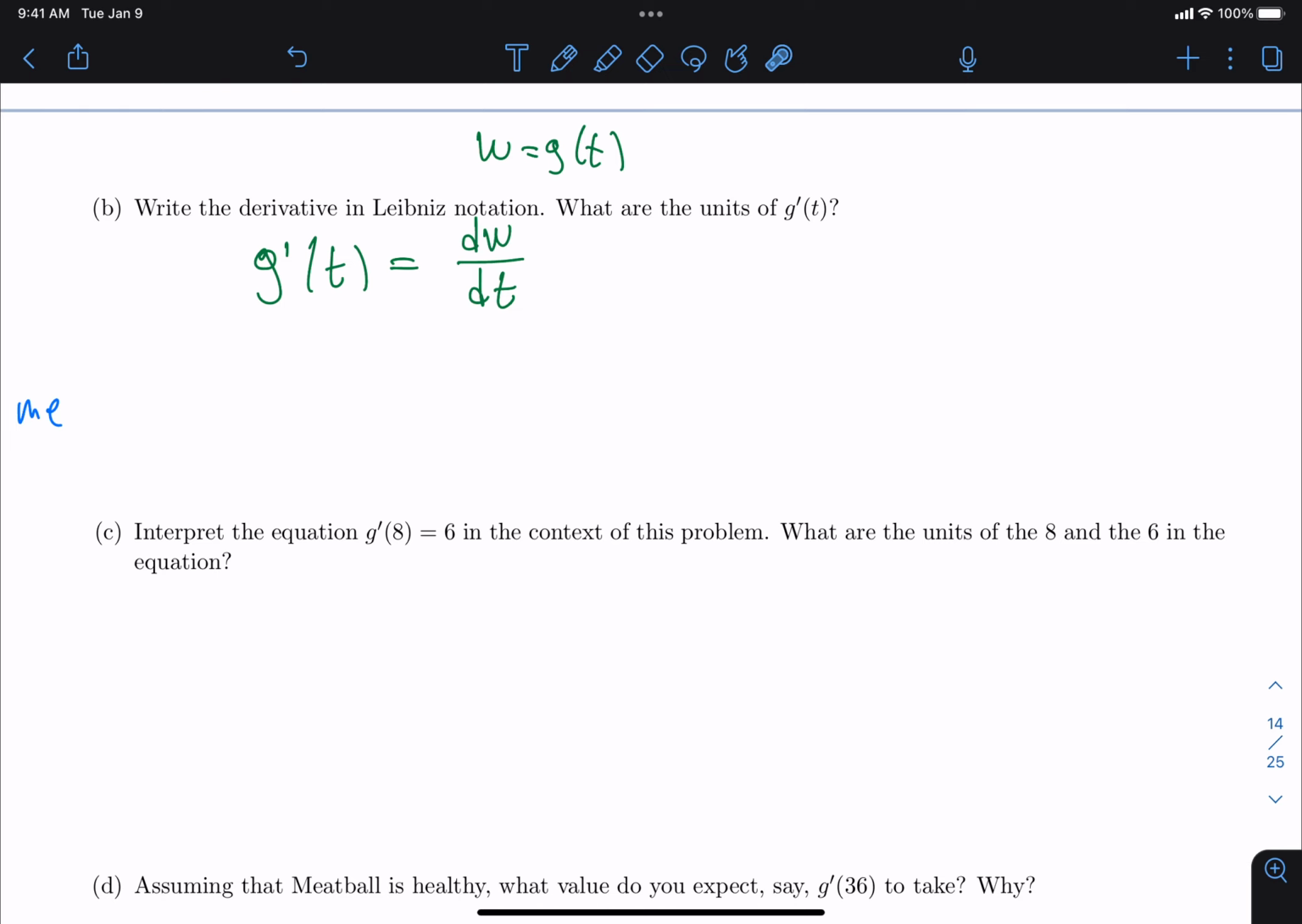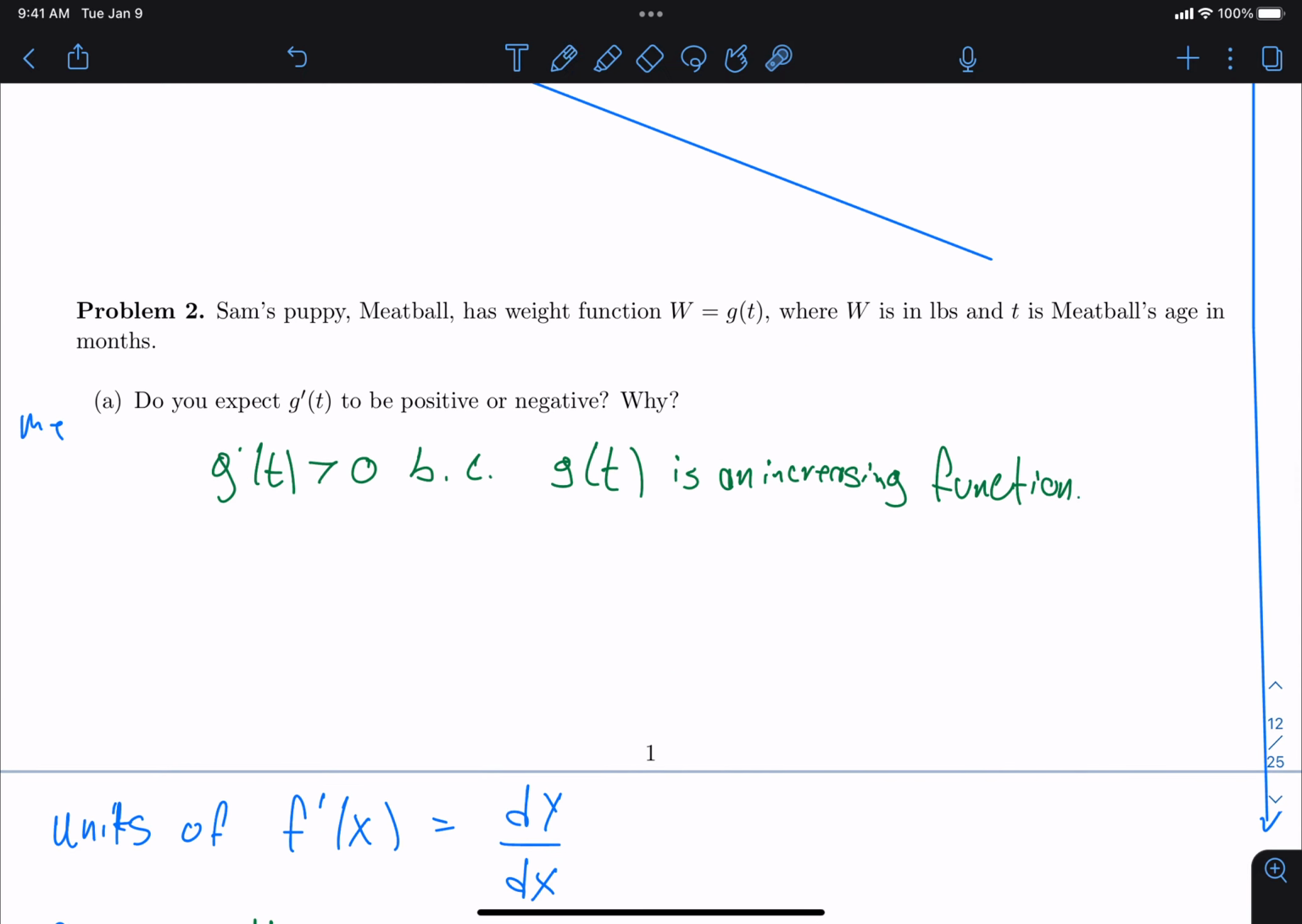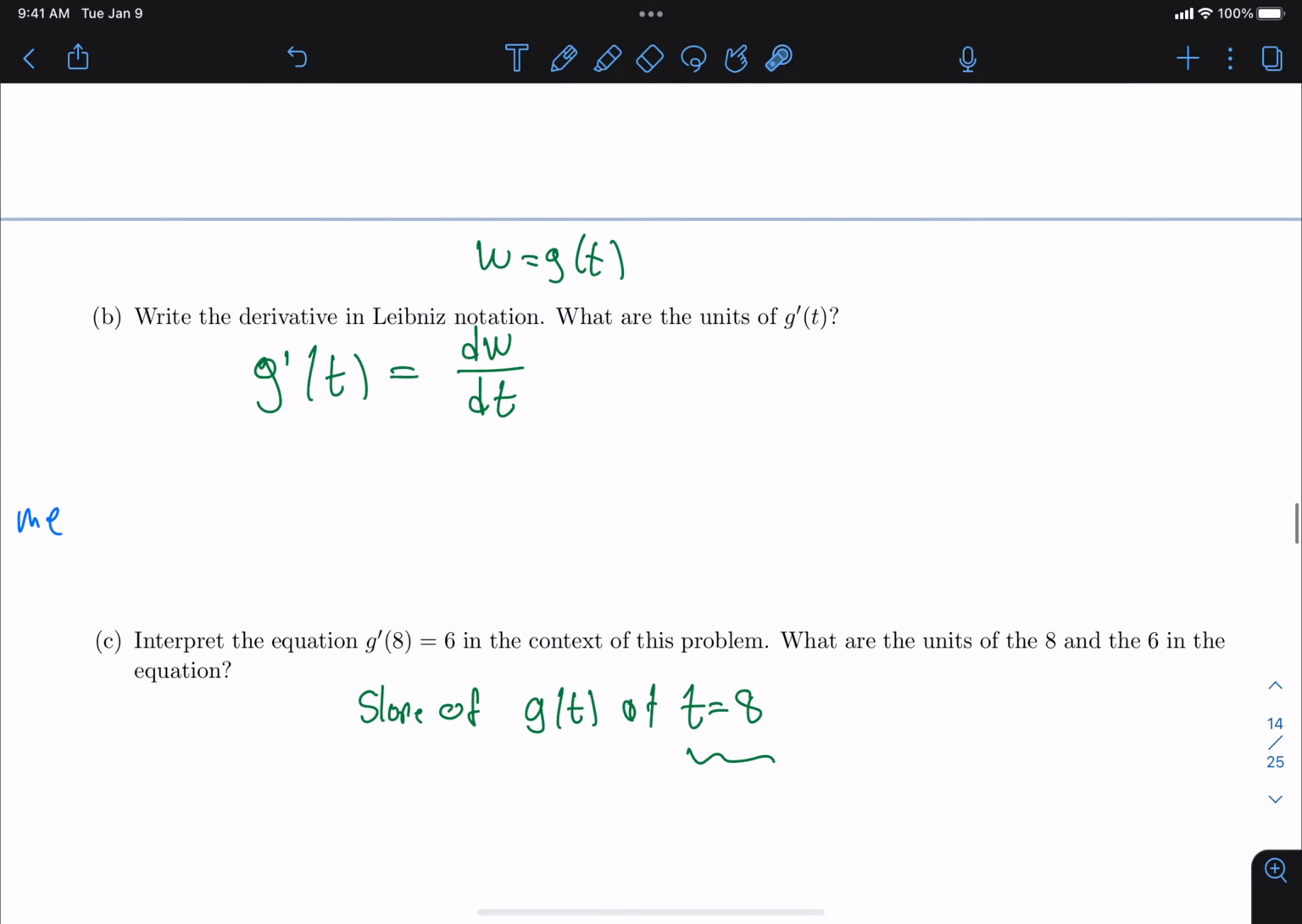Okay, now let's do some interpretation. We haven't done that in a while. Interpret the equation g prime of 8 is equal to 6. Well, that says that the slope of g of t at t equals 8, which means what? Remember, t is Meatball's age in months. So t equals 8 means that the puppy Meatball is 8 months old.